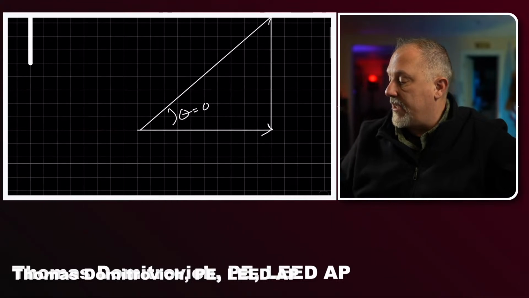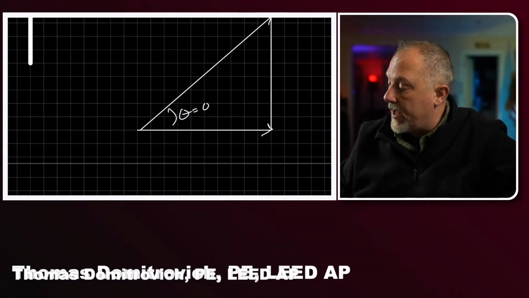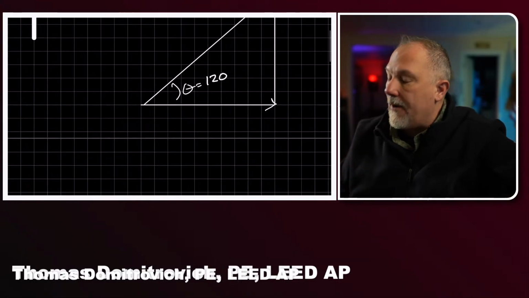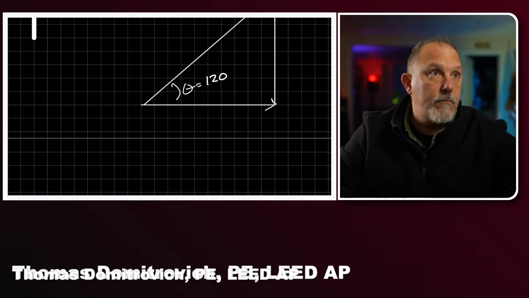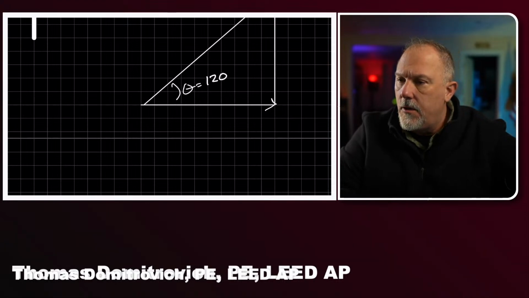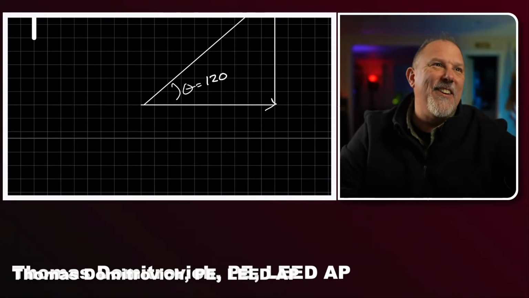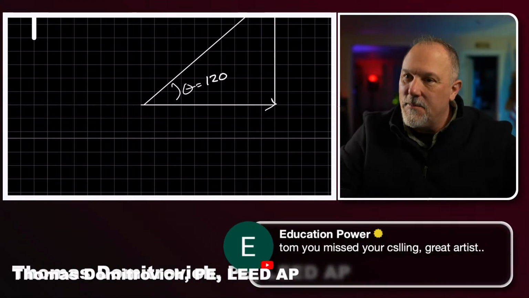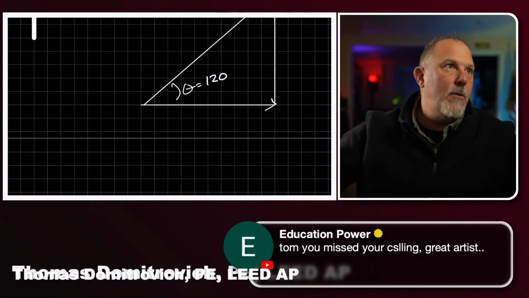So if I go back to my triangle and say my angle now is 120, now I need to get, I'm an artist, I know. I'm going to put that up there, art by Tommy D.